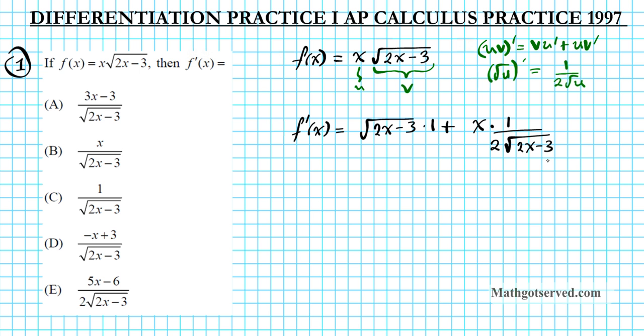Okay, now we have to be really careful here. We do not want to forget that we are applying the chain rule here. So we have to differentiate this linear function in here. When we differentiate that, that becomes times 2. Okay, now let's simplify. This becomes the square root of 2x minus 3 plus, these two 2's cancel out, x over the square root of 2x minus 3. Okay, we can put this over 1.